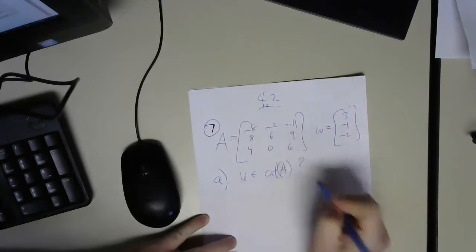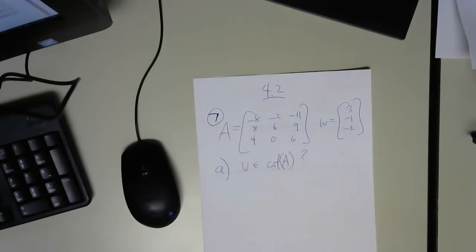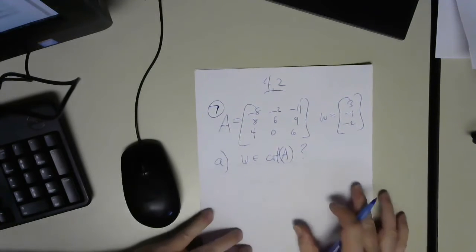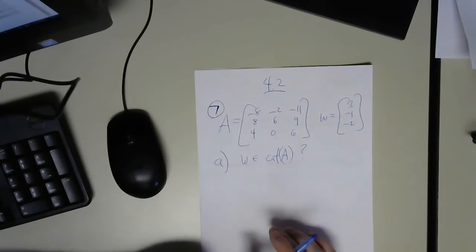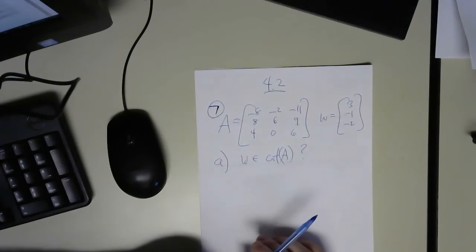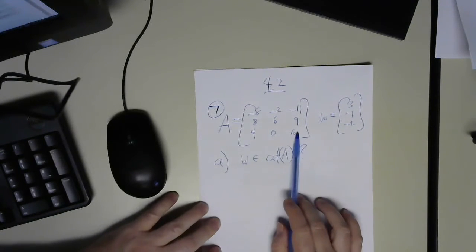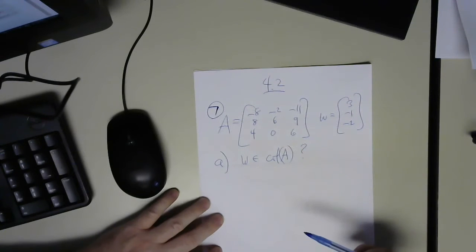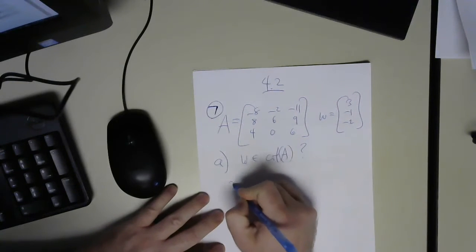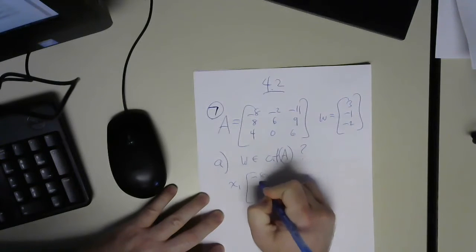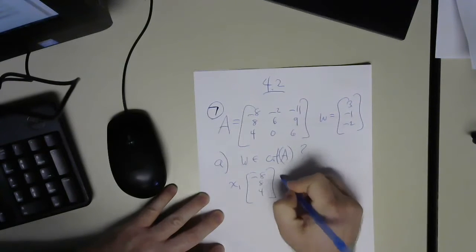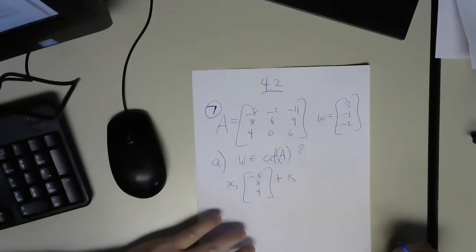So here's question 1. Is W in the column space of A? Okay. Well, again, we've seen this kind of stuff before. Just remember, if W is in the column space of A, that means it is a linear combination of these columns. All right? So that means it would have to satisfy this equation for numbers x1, x2, and x3.